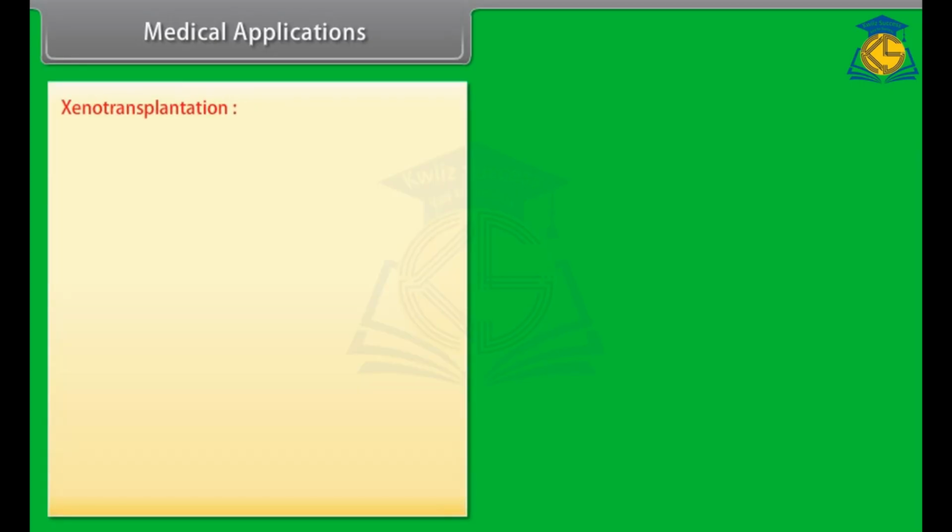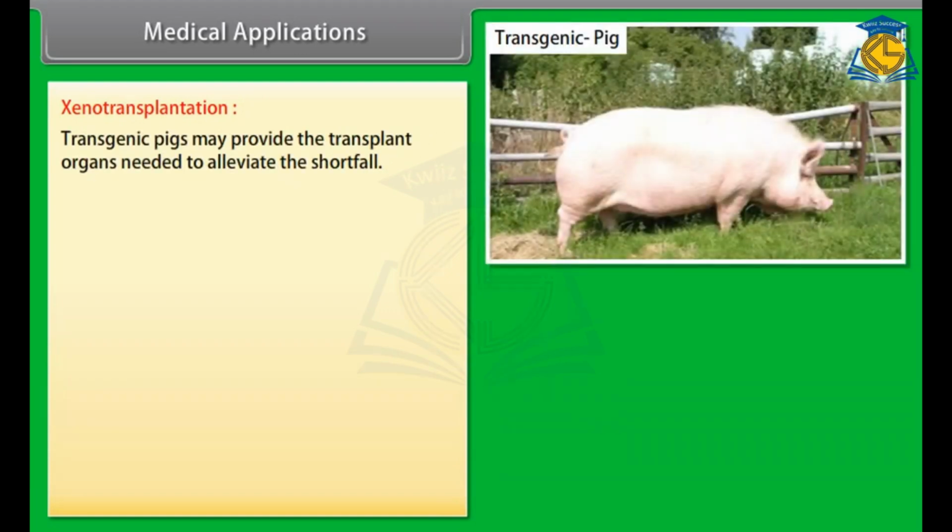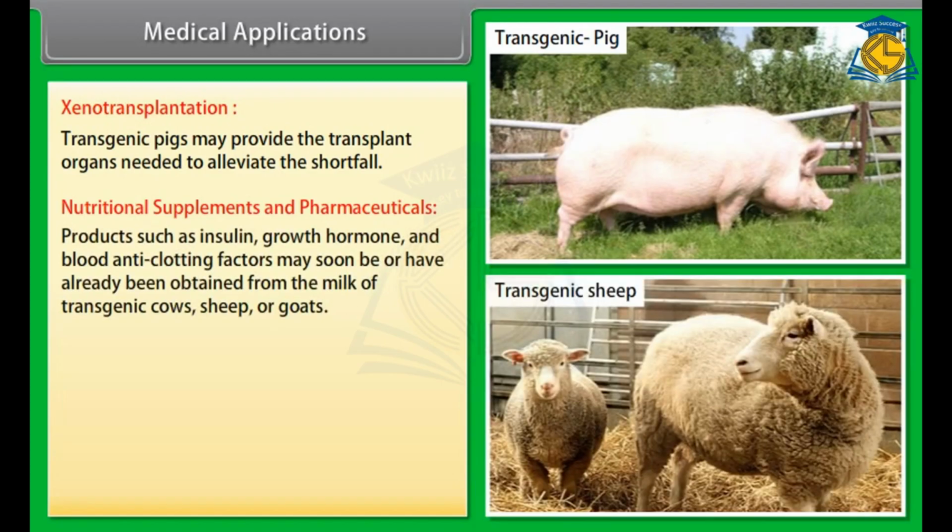Xenotransplantation. Transgenic pigs may provide the transplant organs needed to alleviate the shortfall. Nutritional supplements and pharmaceuticals. Products such as insulin, growth hormone, and blood anti-clotting factors may soon be or have already been obtained from the milk of transgenic cows, sheep, or goats.